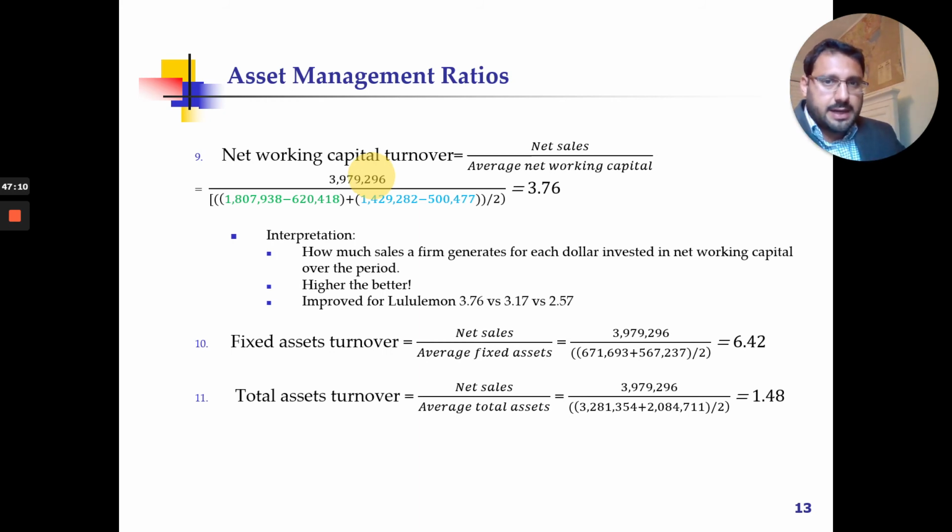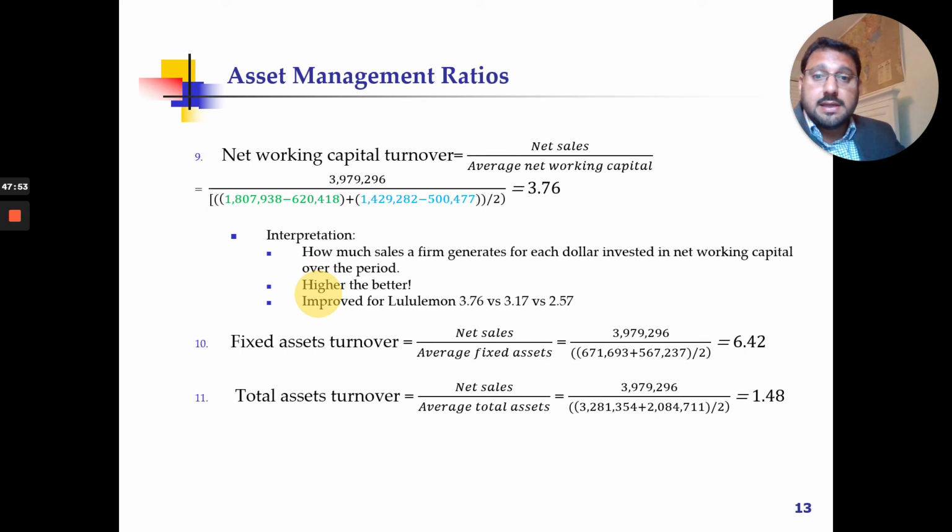So if I divide this number by the average of the net working capital, I can see that on average, each dollar invested in the net working capital, after paying off all the current liabilities, whatever is invested in my working capital, is generating $3.76 in sales. Do we want this number to be big? Yes. For the turnovers, we always need the bigger number. So the interpretation is how much sales a firm generates for each dollar invested in the net working capital over the period. Higher the better.